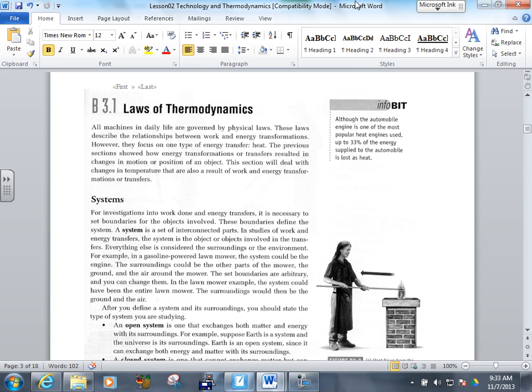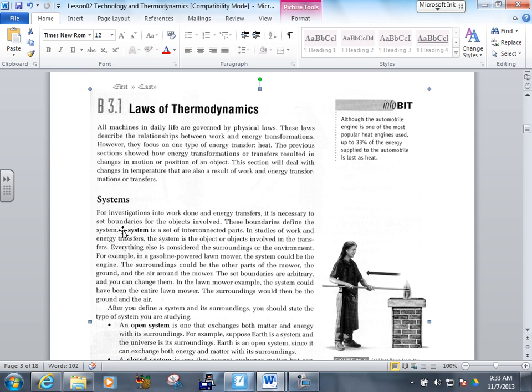So a system's a set of interconnected parts. That's probably something worth highlighting there. Oh, I can't highlight on that because it's a picture. Okay, forget it. So we got this system here is a set of interconnected parts. Please make sure you highlight that somewhere. So in studies of work and energy transfers, the system is the object or objects involved in transfers. If we got the 2 people falling, the energy is being transferred from one to the other. One person is going to be gaining potential energy because they're going up, and the other person is going to be gaining kinetic energy because they're falling down and going faster as they fall.